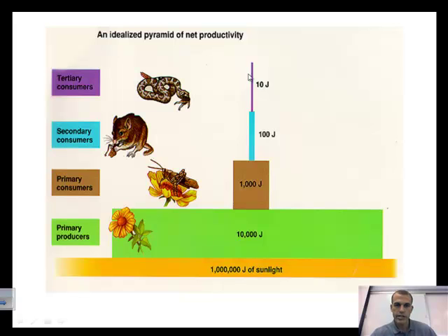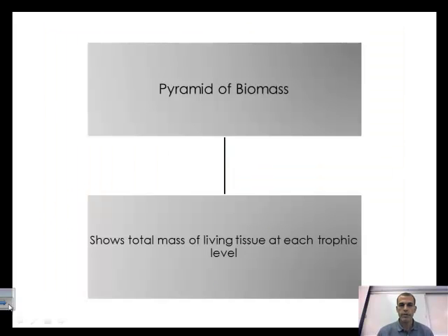Okay, so this snake here is only getting 10% of the energy that the secondary consumer had available at the time. Okay, so that's your pyramid of energy. Now, a pyramid of biomass has the same idea, the 10% rule.